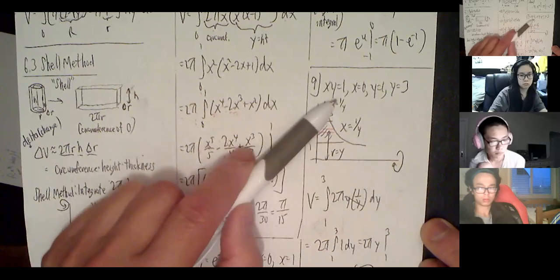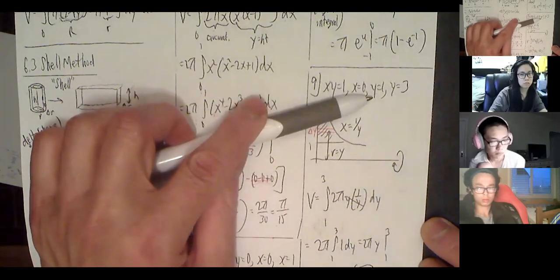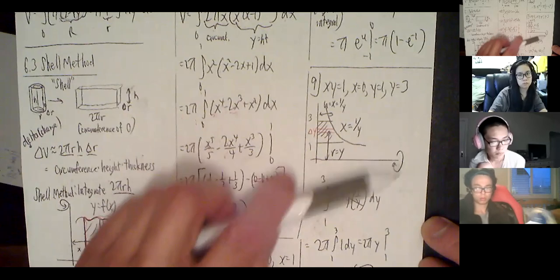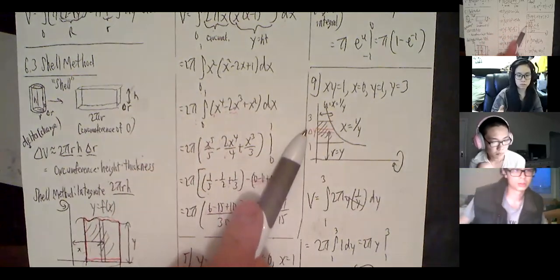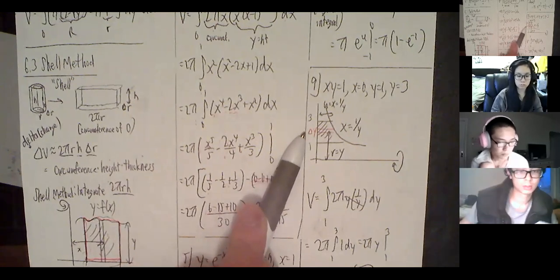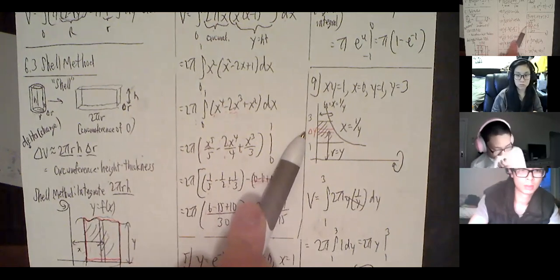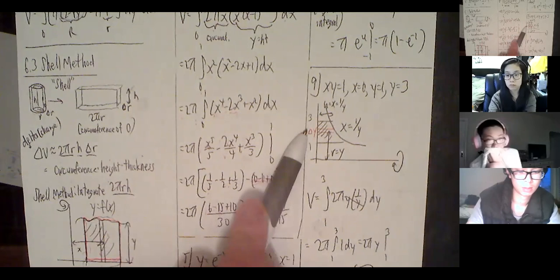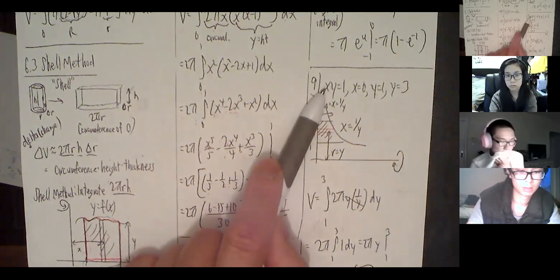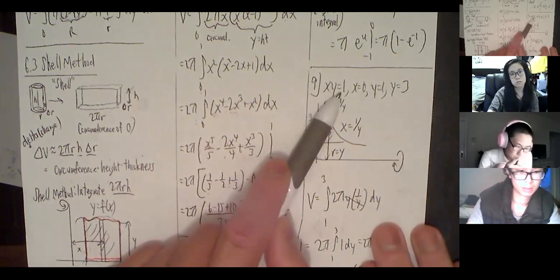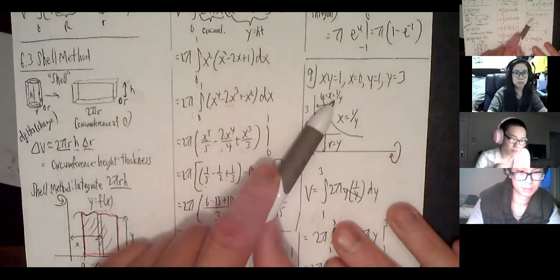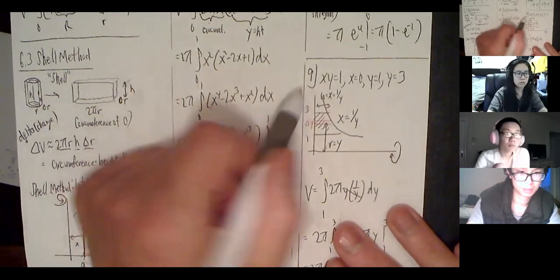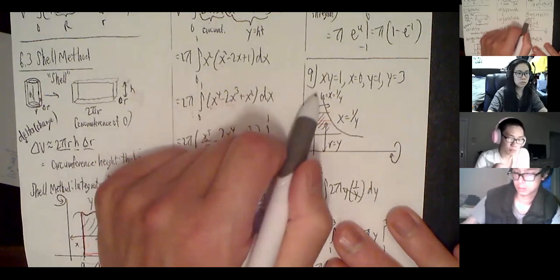Okay, xy equals 1. If I'm going to spin it this way and do the so-called disk method, my slice is going to be with delta y. So if I'm doing delta y, I need to solve x as a function of y. So how do I solve for x here? That's easy, just divide both sides by y. So x equals 1 over y. It's the same as y equals 1 over x, which looks like this.